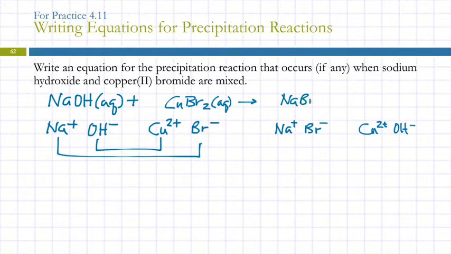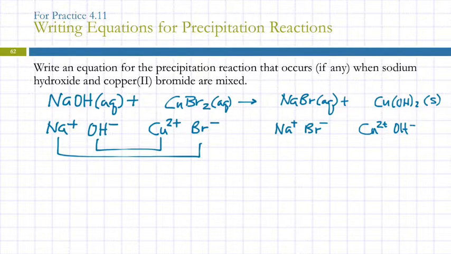Plus 1, minus 1. I put those two together. NaBr, we already determined that this is soluble. So AQ. Copper 2 hydroxide, I need 2 hydroxides to even out the charge on the copper ion. Because there's 2 of those, I put a subscript 2 on the outside of the parentheses. And we've determined that that's our precipitate.